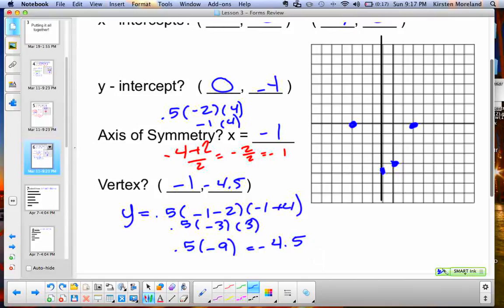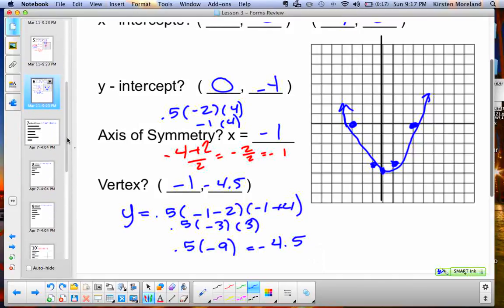Right about there. And remember, there's always that matching point over here. So my parabola looks like that. All right, again, the graph is going to be your friend. Use it.